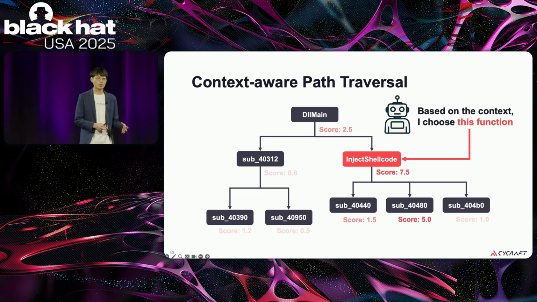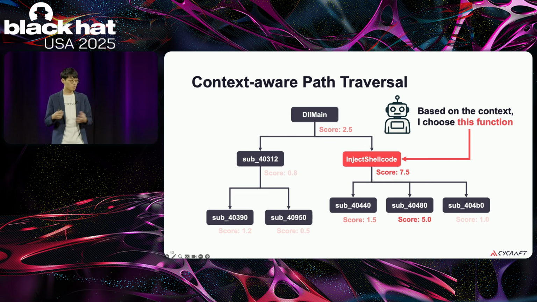Besides the heat map, we also provide the analyzed function history to the language model. And based on the context, the language model agent can choose which function it wants to analyze. For example, after it analyzes the inject shellcode here, we may want to analyze the DLMN because the DLMN has called the inject shellcode, and the engine may want to see how they call it.